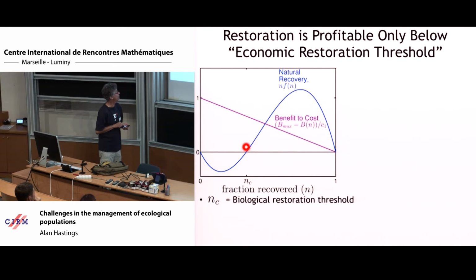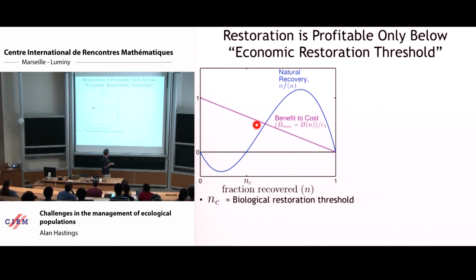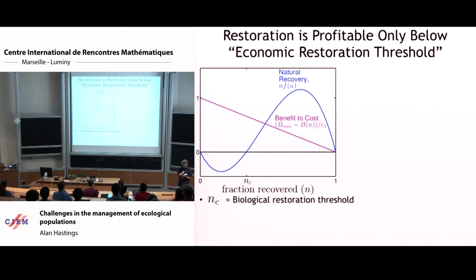If we go above here, it should grow, but it turns out the benefit to cost ratio says that you want to restore early and you want to restore late. So you want to do some active restoration here, because if you wait, it's going to grow so slowly that you're going to get more of a benefit from doing some active restoration for a while.